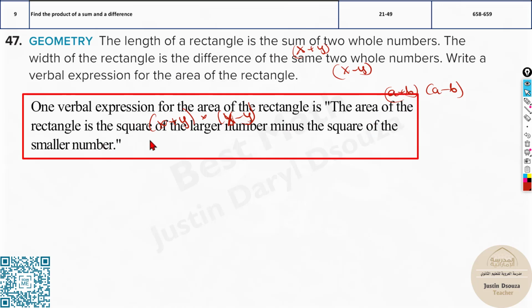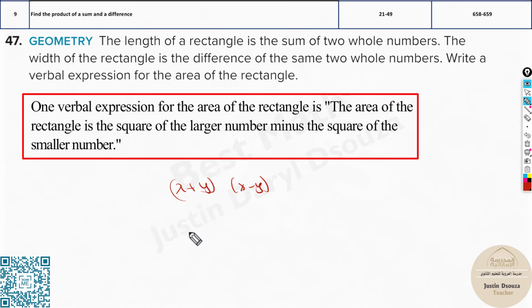The area of the rectangle is the square of the larger number minus the square of the smaller number. Since they have told it's two whole numbers, it's the same. What I've written is x plus y, x minus y. We have to just write this, right? Imagine this was a number. Let's take x as 10 and y as 3. Over here, again 10, 3, because they have told it's a whole number.